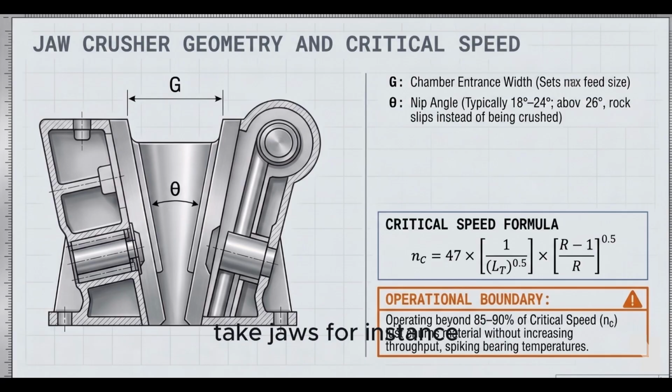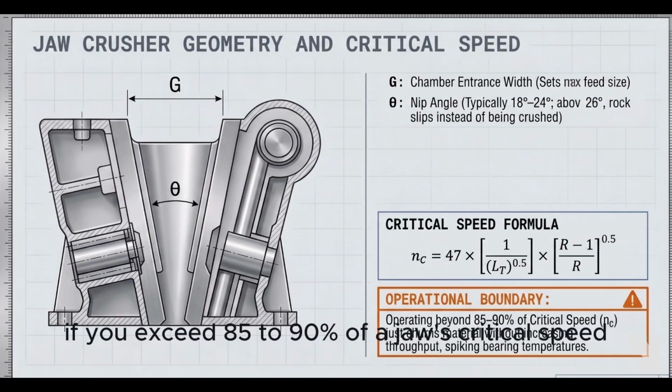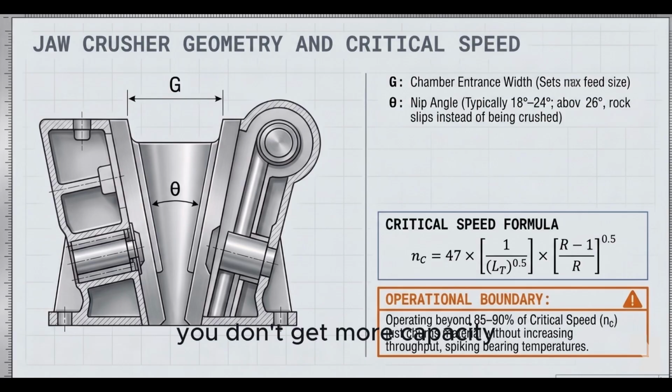Take jaws, for instance. If you exceed 85 to 90% of a jaw's critical speed, you don't get more capacity. You don't? No, the rock doesn't have time to fall. You just churn the material in place and spike your bearing temperatures. Oh, that sounds like a maintenance nightmare.